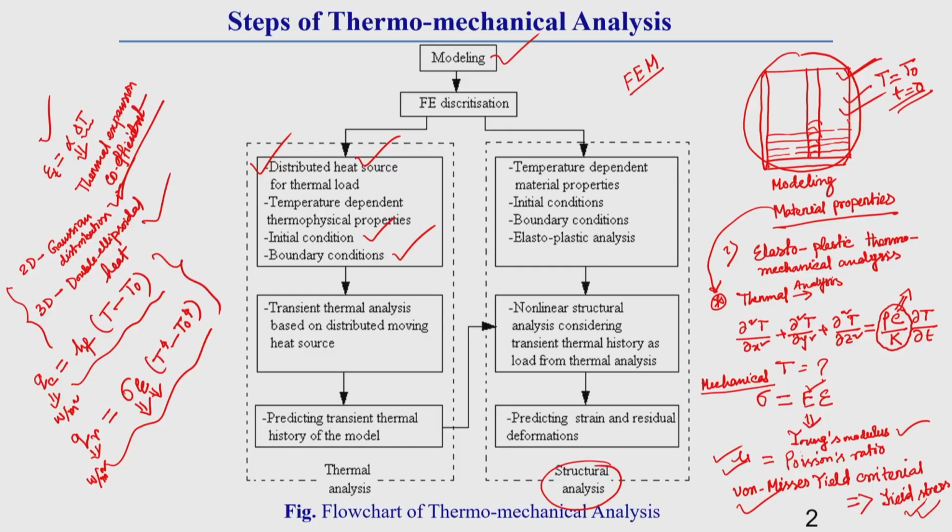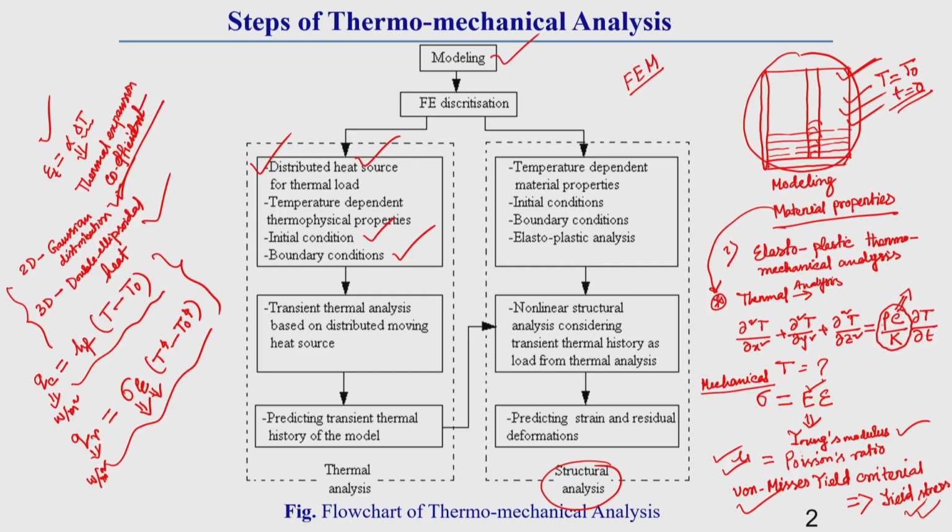In a structural analysis we have to position the plate in such a way that it does not move. That is why we can use a rigid body boundary condition, or a simply supported boundary condition. There are different types of boundary conditions, and depending on the position of fixing the plate, we can define our boundary condition. After applying the boundary condition, the temperature we get from the thermal analysis we have to use as a load here.